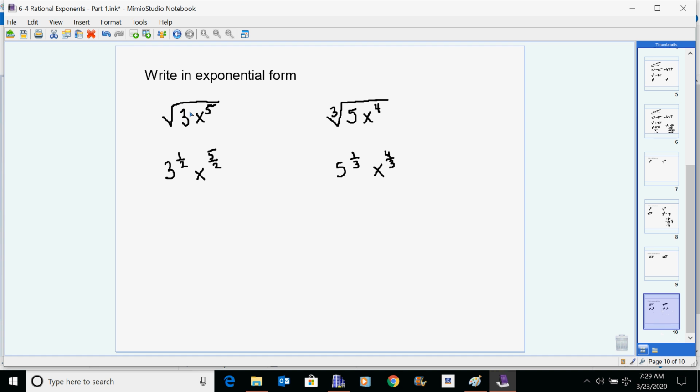3 to the 1/2 power, x to the 5/2 power. Exponent over index. 5 to the 1/3 power, x to the 4/3 power. Exponent over index.